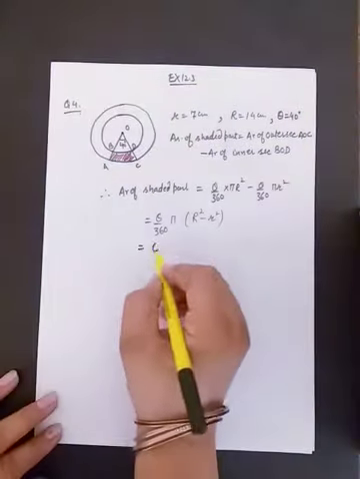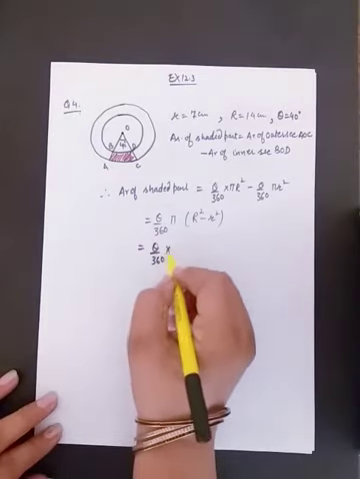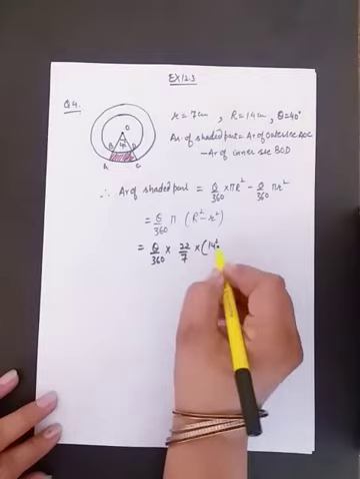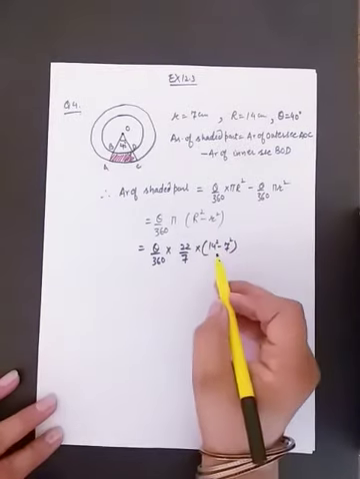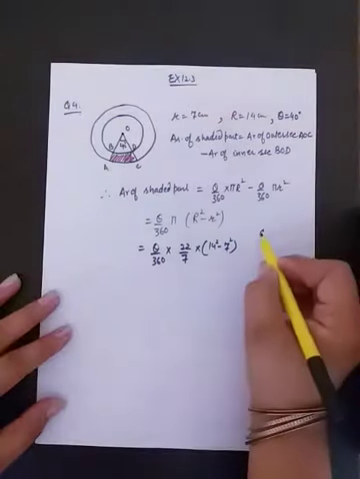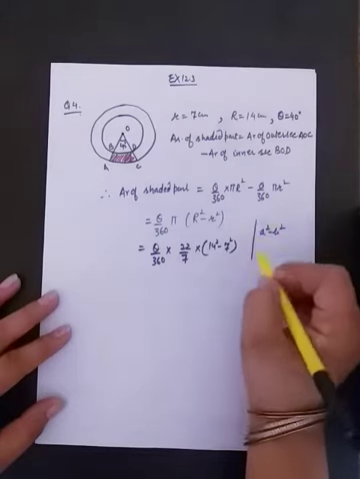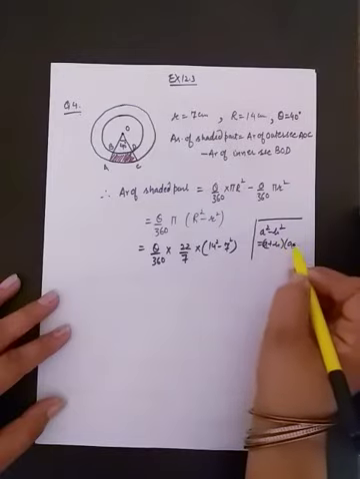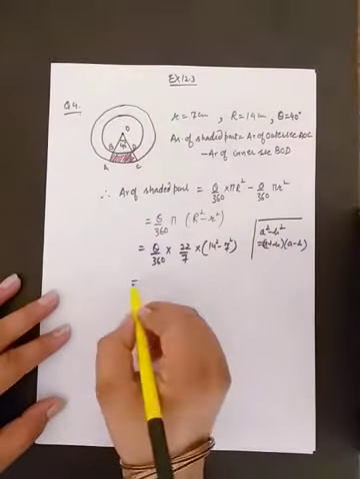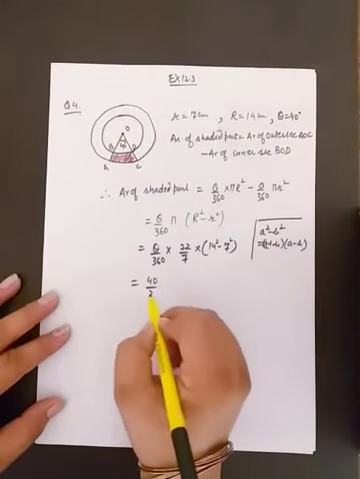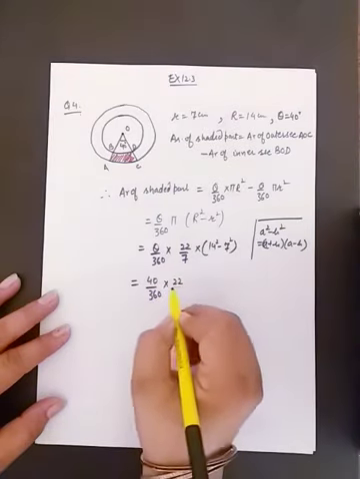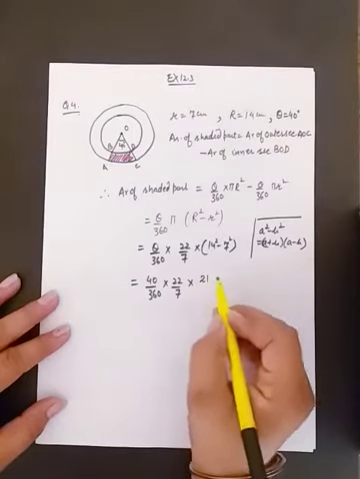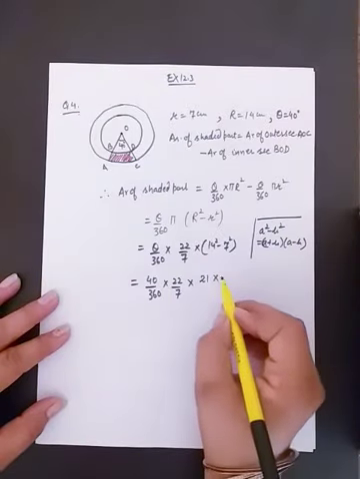So by putting the values, we will get 14 square minus 7 square. Here we can solve it by using the identity a square minus b square, that is equal to a plus b into a minus b. Theta is 40 degree by 360, into 22 upon 7, into 14 plus 7, it will be 21, and 14 minus 7, it will be 7.